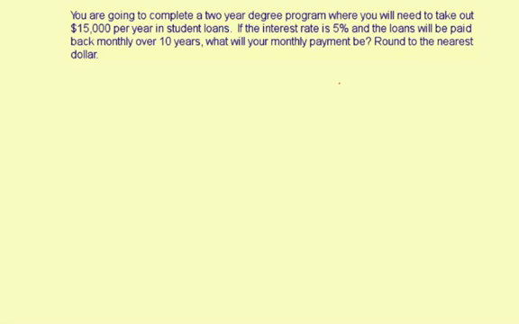Now this is going to be an installment loan situation, and the reason why is that you're going to have equal monthly payments over a fixed period, the 10 years. So we're going to use the installment loan formula.